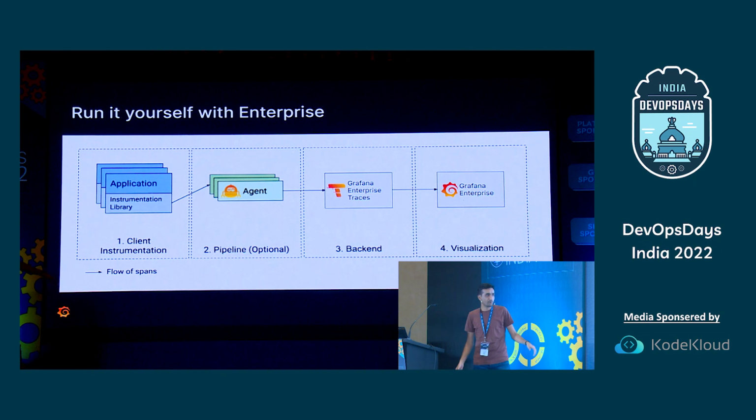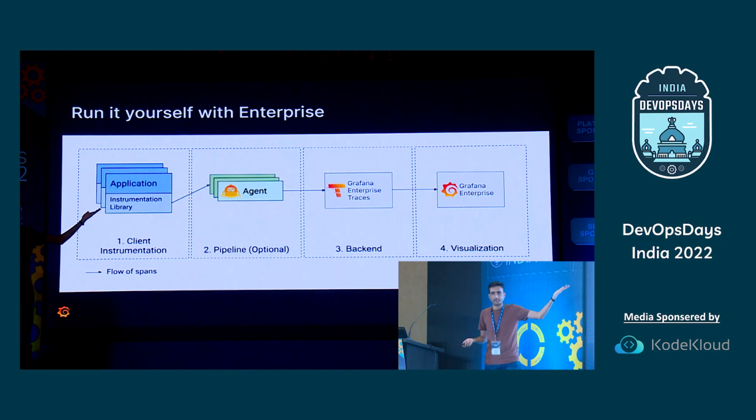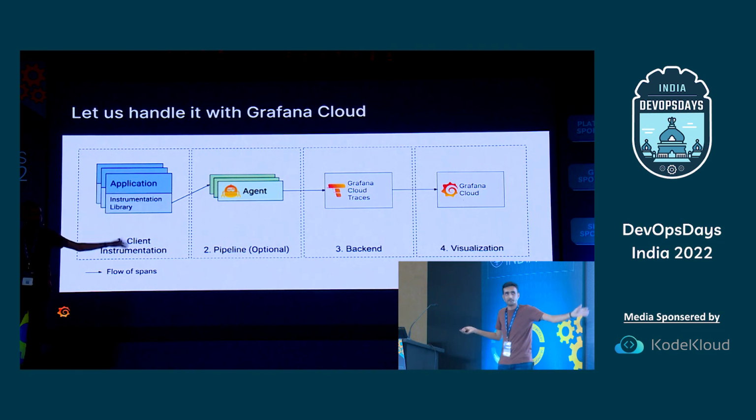Another option is, let's say you are in an industry where you are afraid of open source software. There are many industries where folks don't like open source software because of the compliance overhead that comes with using it. You can use our enterprise traces offering. Again, same stuff, different binary, everything else stays the same.